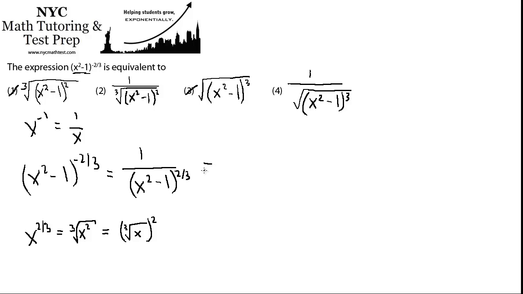We're going to rewrite this as 1 over the quantity x squared minus 1, which is being squared, and instead of writing that it's being raised to the 2/3, we'll just take the cube root of that whole denominator. And that looks exactly like answer choice 2.